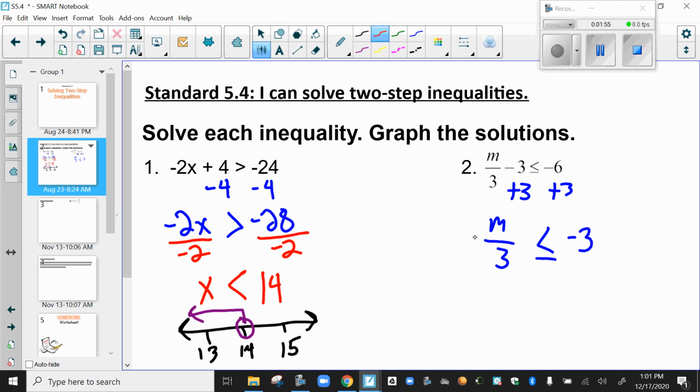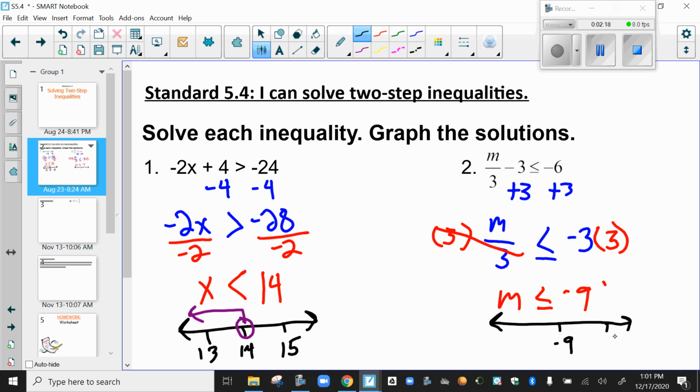I have m divided by 3. I don't want that. I want to multiply by 3. Multiply by 3. And that's going to give me m on one side. It was a positive number, so I don't change my sign. Less than or equal to negative 3 times positive 3 is negative 9. So negative 9, and then I'm going to graph it.